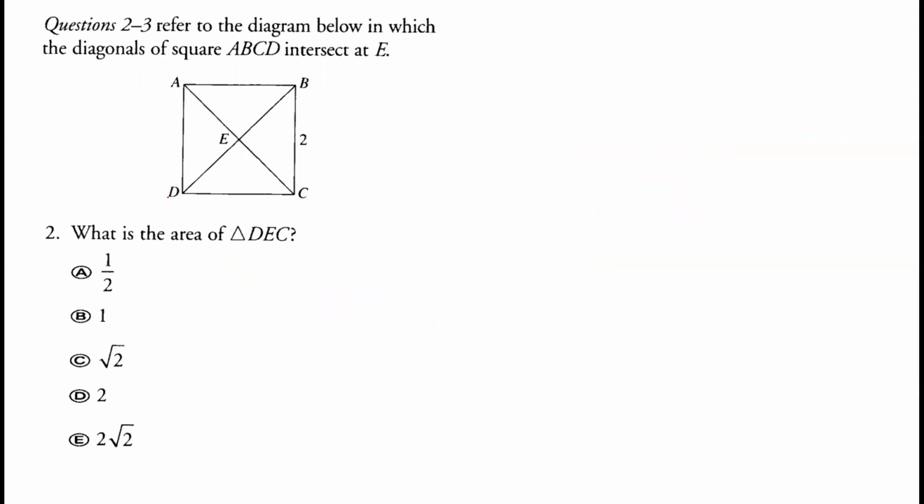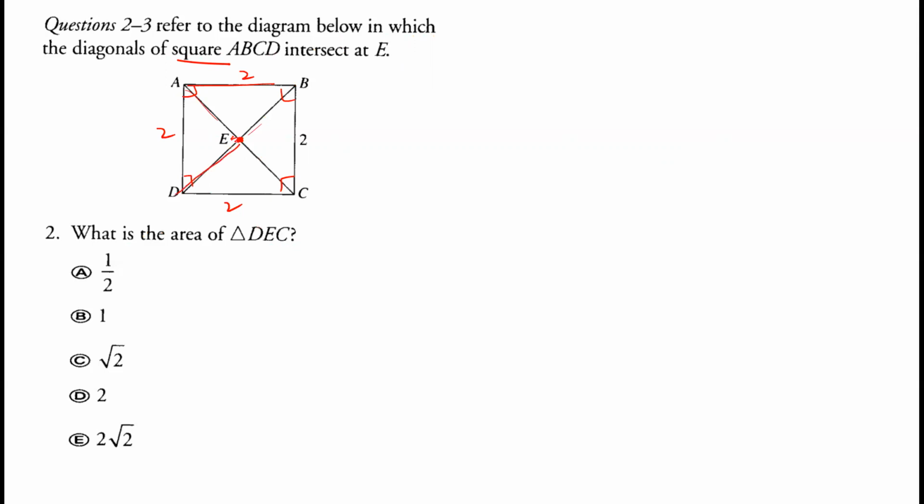Question 2 refers to the diagram below in which the diagonals of a square ABCD intersect at E. So this is a square. The property of a square is that all sides are equal, and at each corner we have a 90-degree angle. The diagonals intersect over here, so E is the midpoint. So what is the area of DEC?